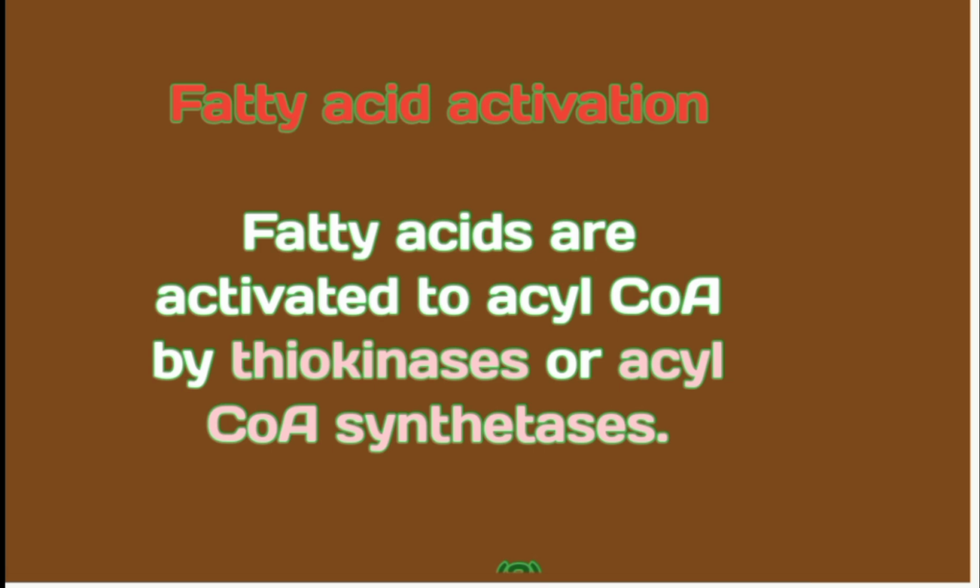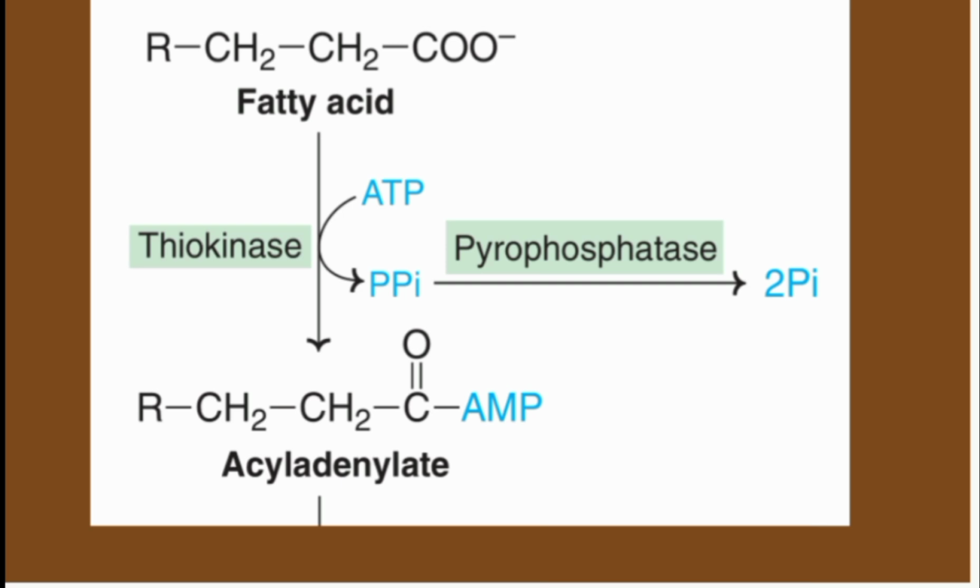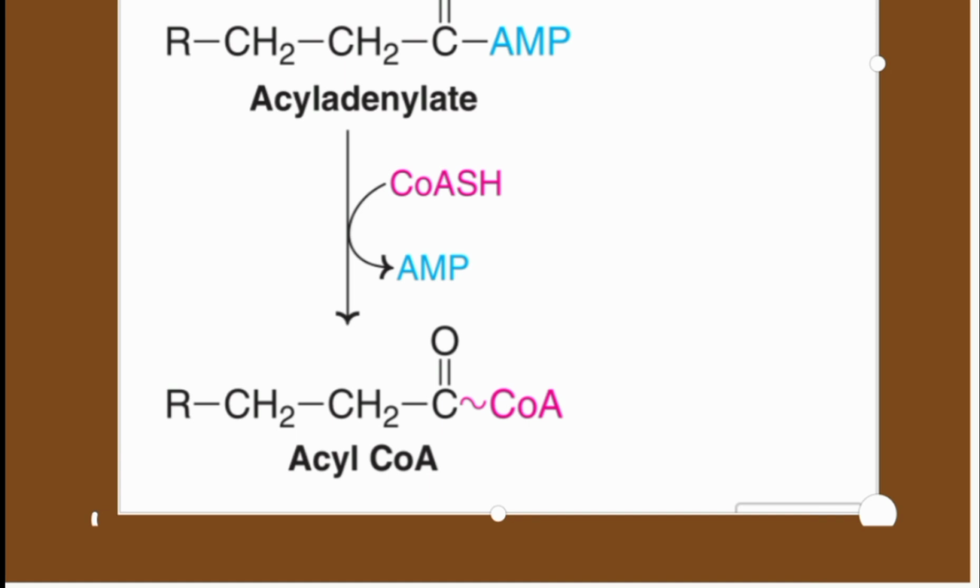Fatty acid is activated to acyl-CoA by an enzyme, thiokinase or acyl-CoA synthetase. So this is the enzyme that activates the fatty acid. Let's look at the structure. As you can see, this is the fatty acid, and the enzyme thiokinase converts fatty acid to an intermediate, acyl adenylate. Then coenzyme A is added to it, and we have the acyl-CoA.